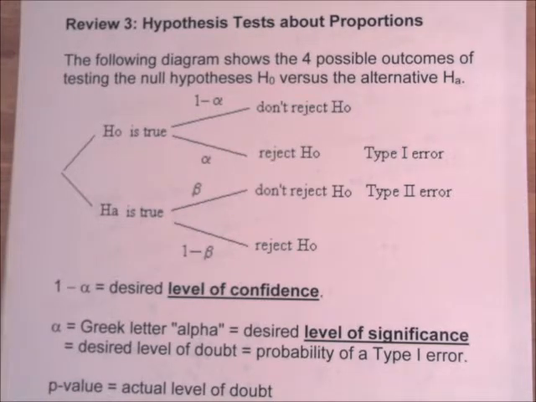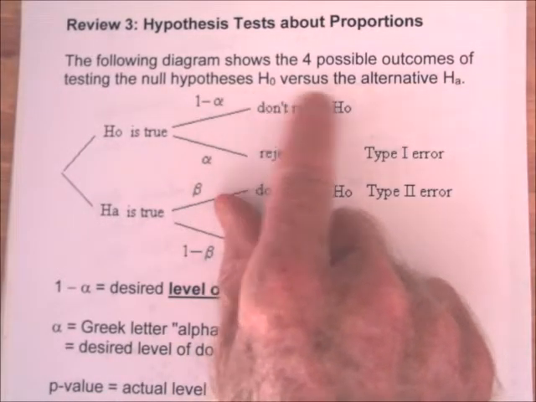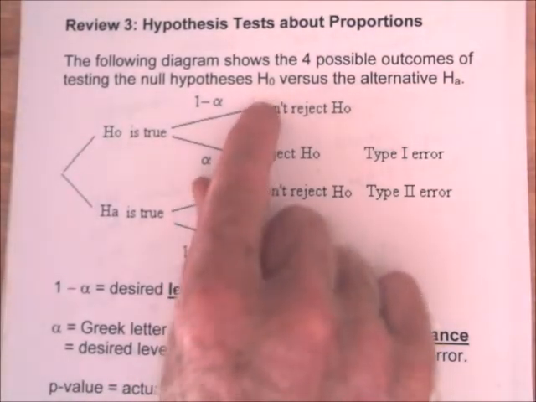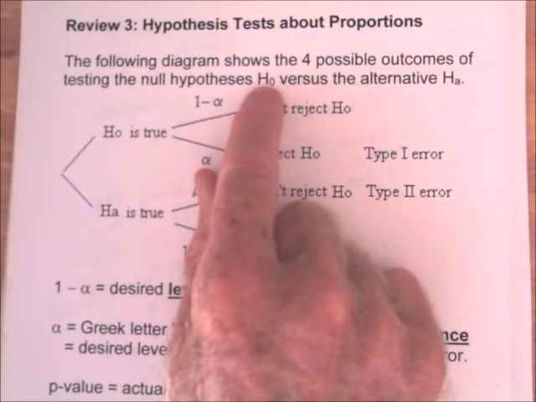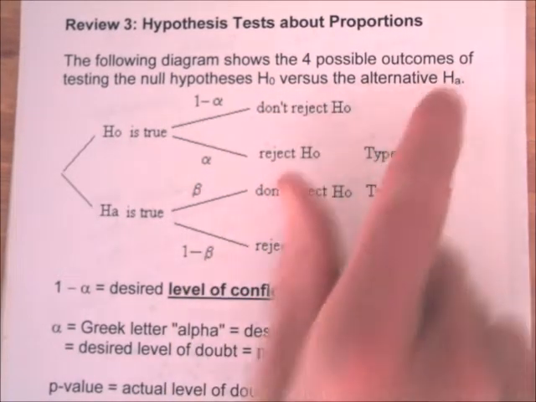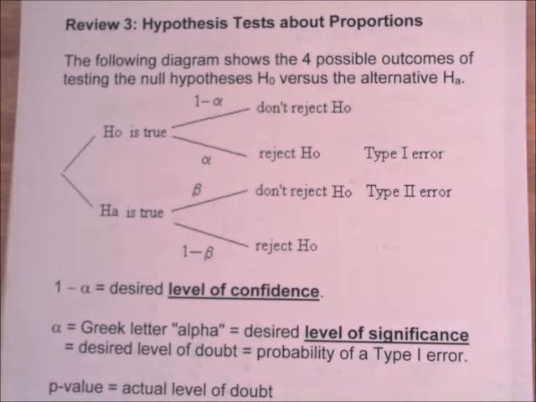This diagram shows 4 possible outcomes of testing the null hypothesis, which is usually denoted H0, versus the alternative, which is HA. HA would usually be what we're trying to prove. For example, if you're trying to prove that a new drug is better than the old drug or has a higher cure rate than the old drug, H0 would be the new drug is not better than the old drug, and HA would be the new drug is better than the old drug.